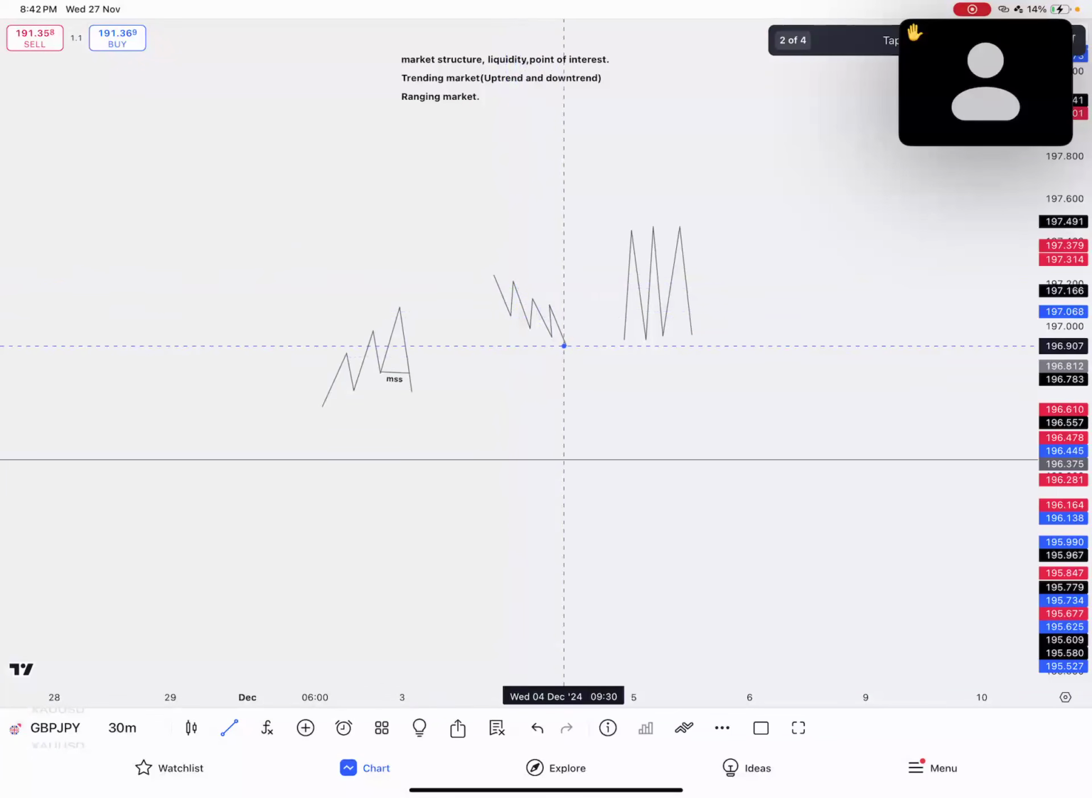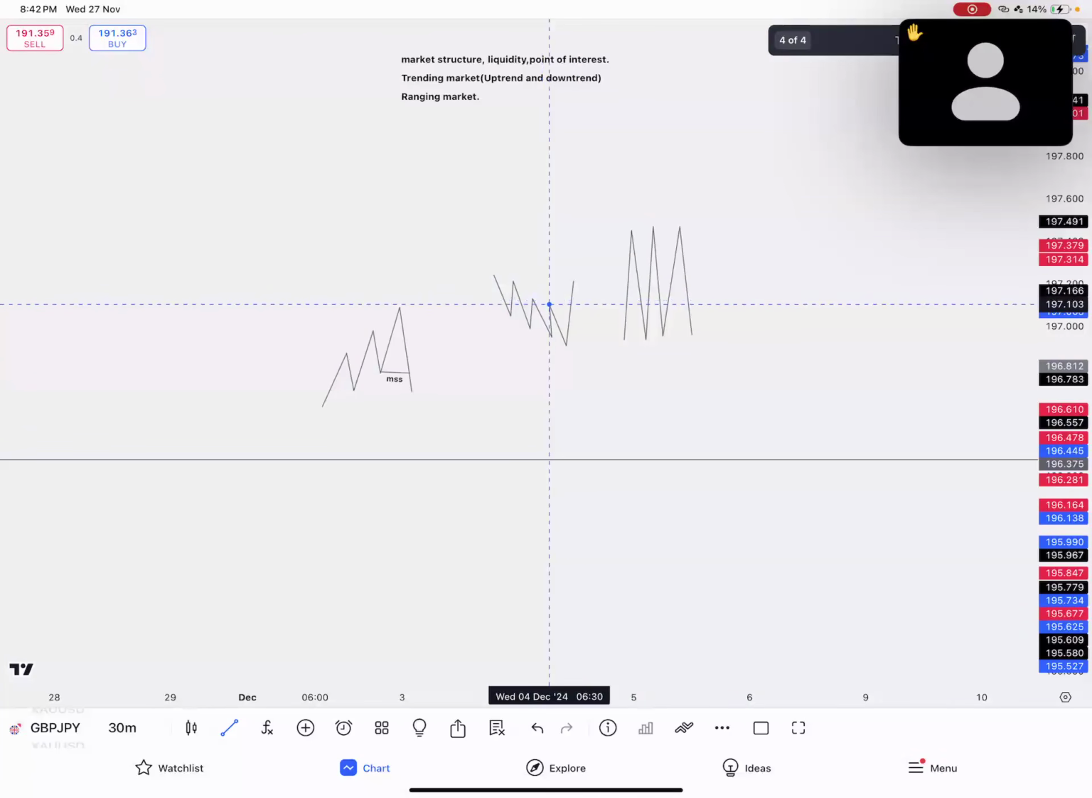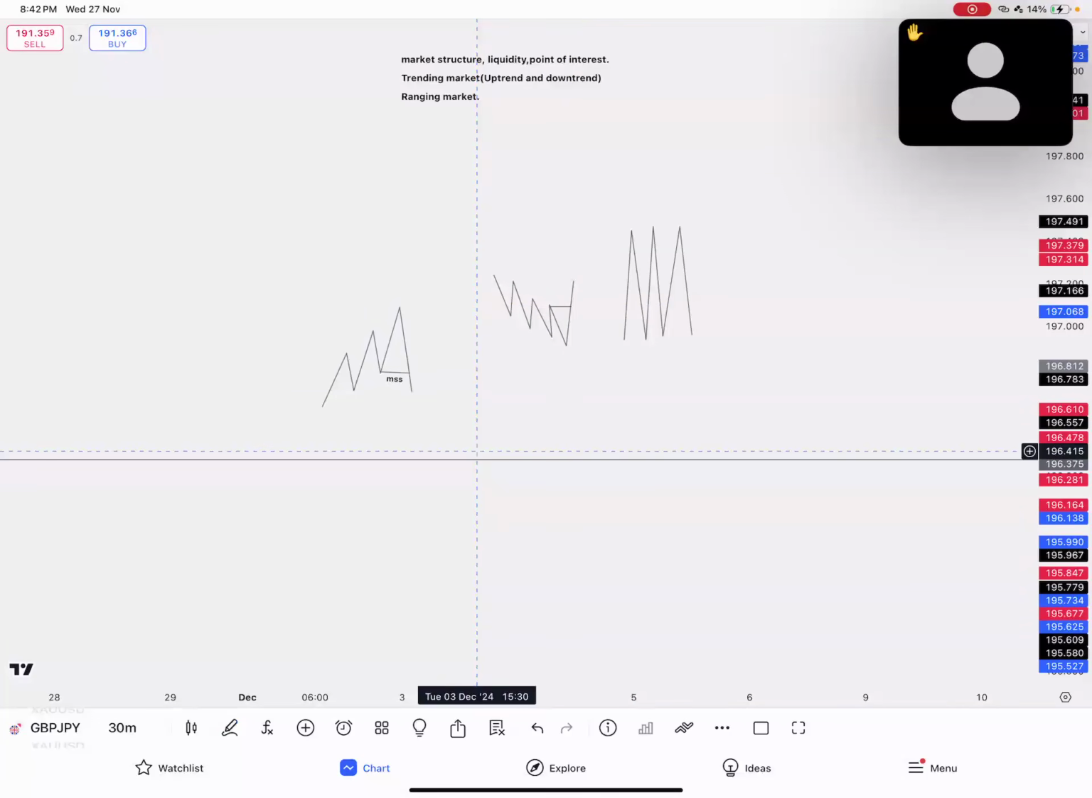So if the market now makes any deviation from this particular pattern, lower highs and lower lows, if it comes here and then makes lower lows, instead of making another lower high here to continue the trend, it now breaks past this last high, making a higher high. This signifies a market structure shift.